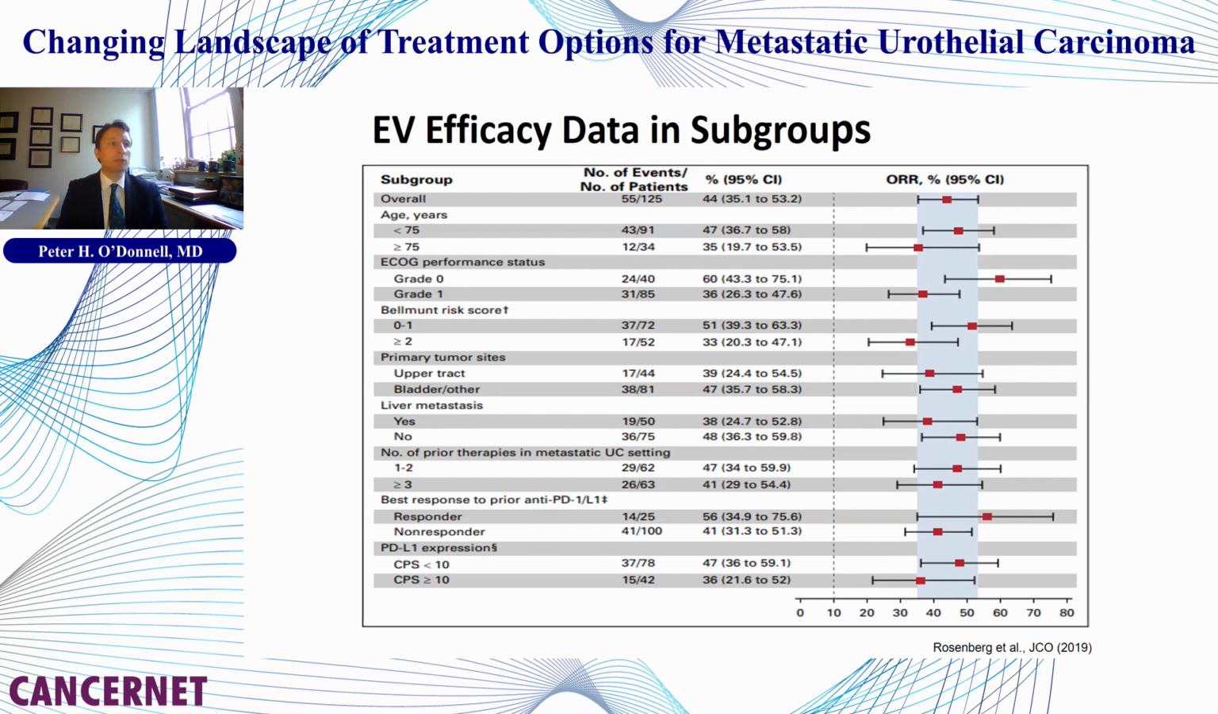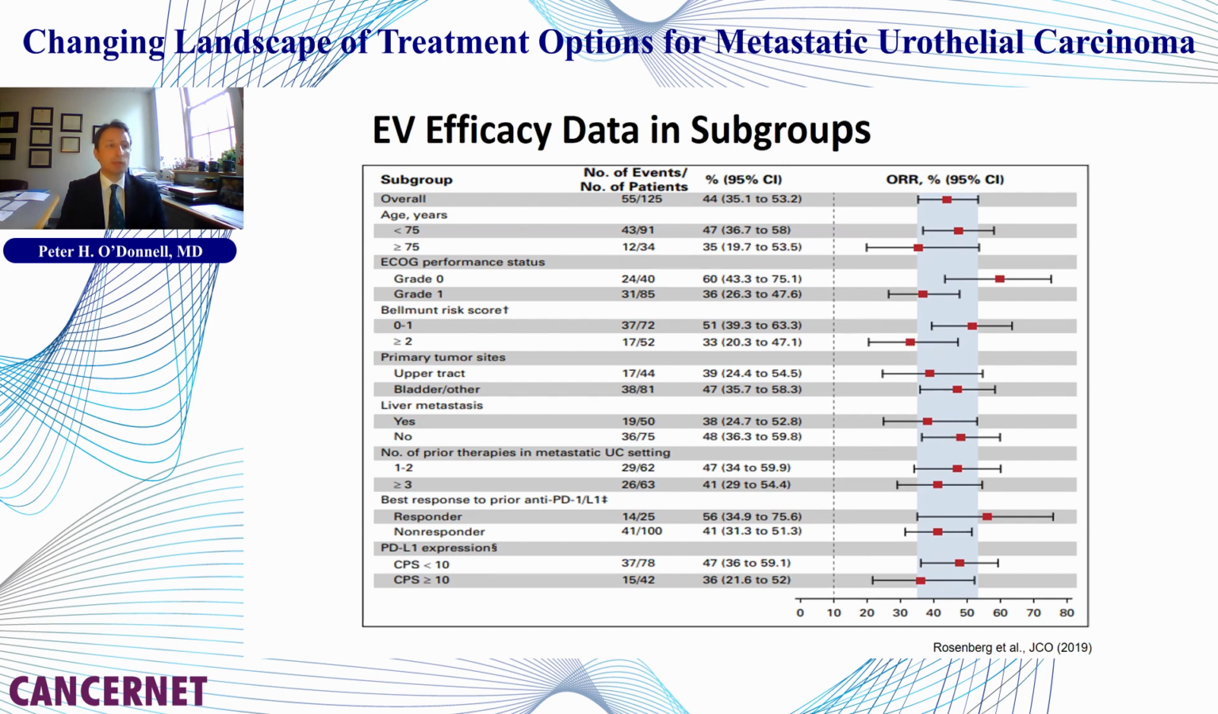You can see that the response rate in individuals who had liver metastases, which I think is really one of the most important prognostic considerations in a patient with metastatic urothelial cancer. Traditionally, a patient with liver metastases would have a very short survival, a very poor prognosis, and you can see that enfortumab worked quite well in these individuals as well, with comparable response rates in patients with liver metastases to those who did not have liver metastases.